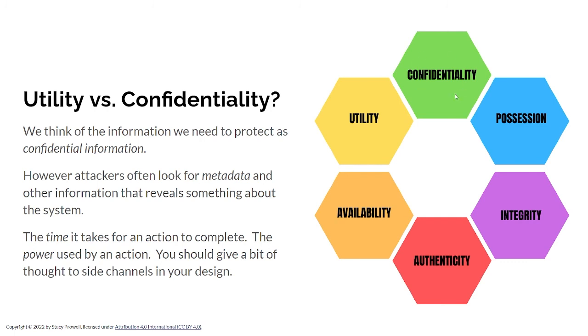So we think of the information we have to protect as confidential information. But an attacker may not necessarily need that confidential information. They may be able to do what they want to do with information about that information. Metadata, right? Other information that may reveal something. Okay? And that can come in many different forms.